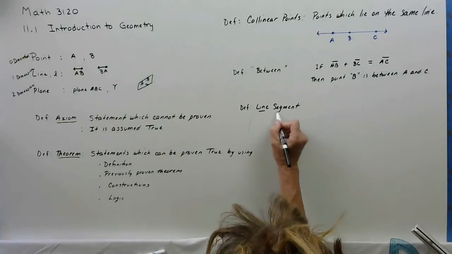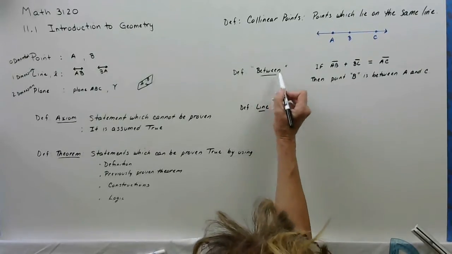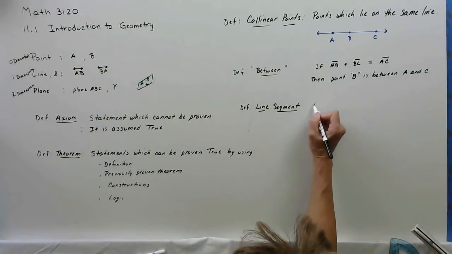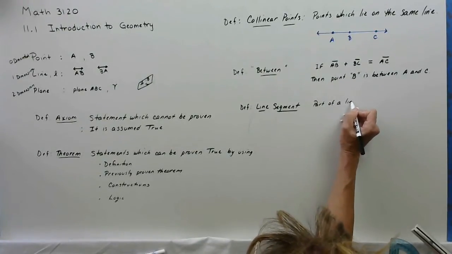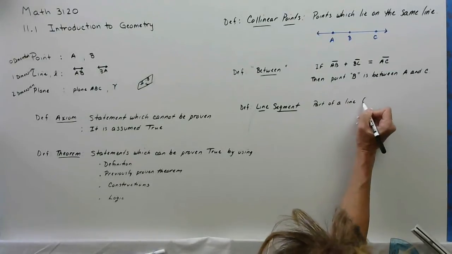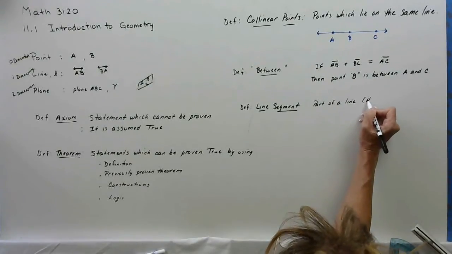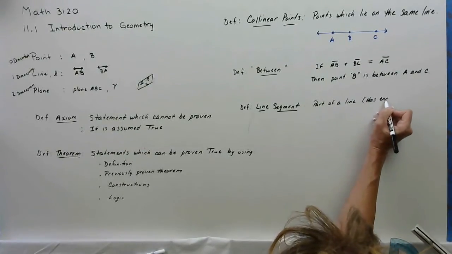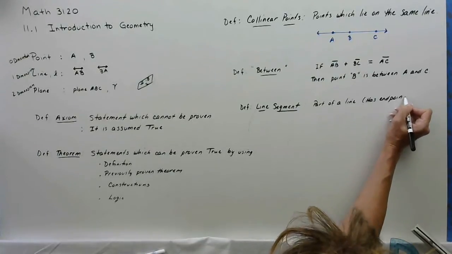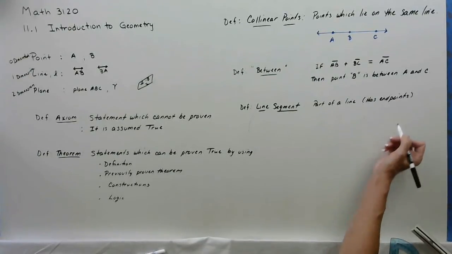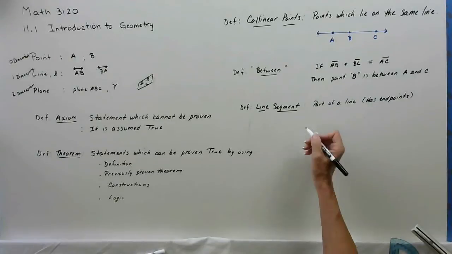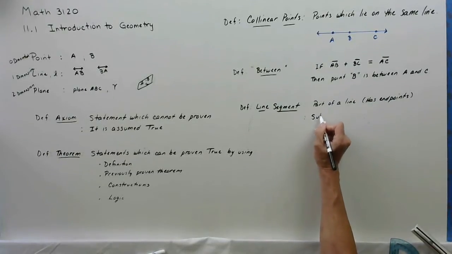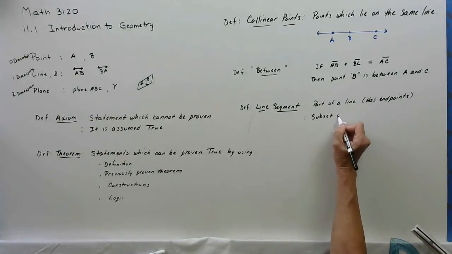And you can think of a line segment as being part of a line. Okay, it contains or has endpoints. So we have a starting point and we have an ending point. A line segment, since it's part of a line, is a subset of a line.